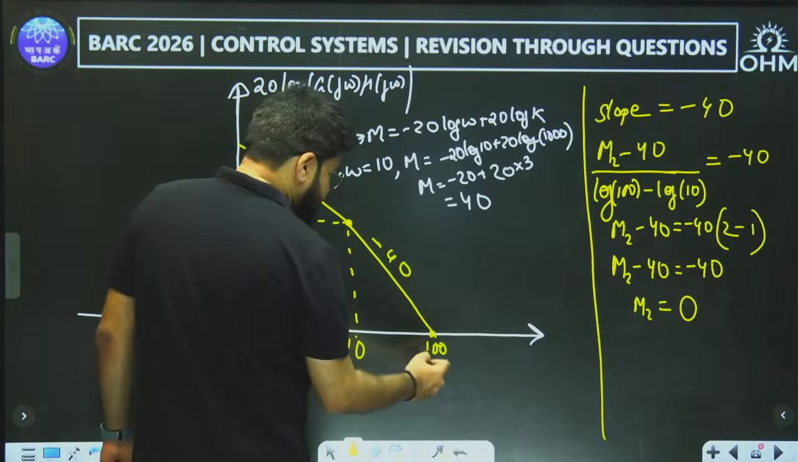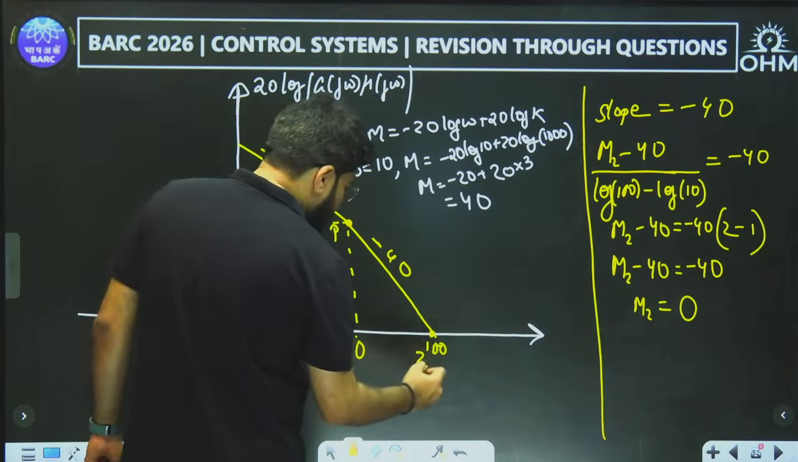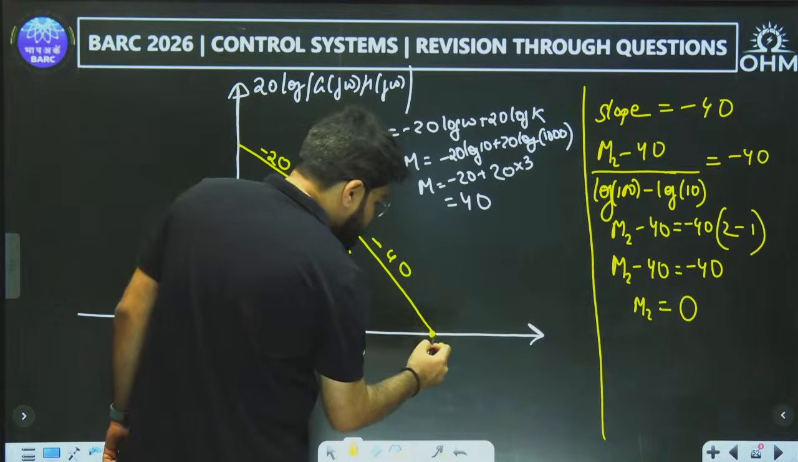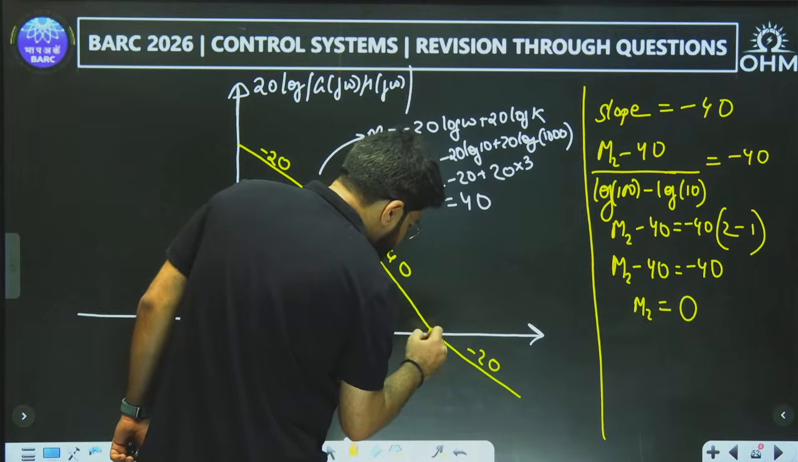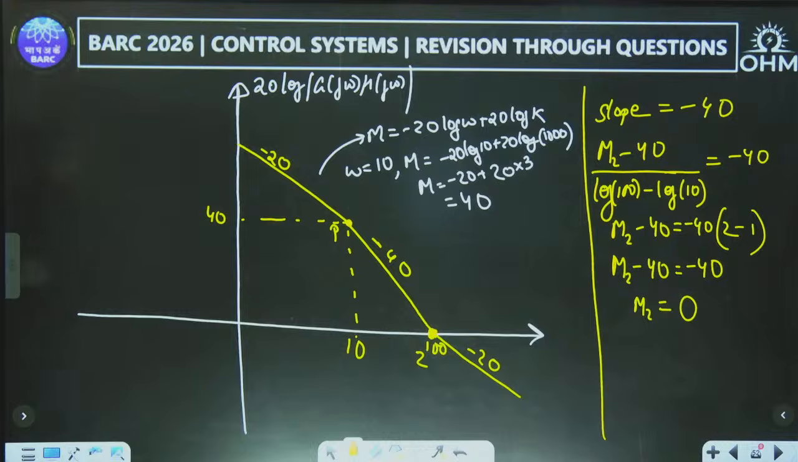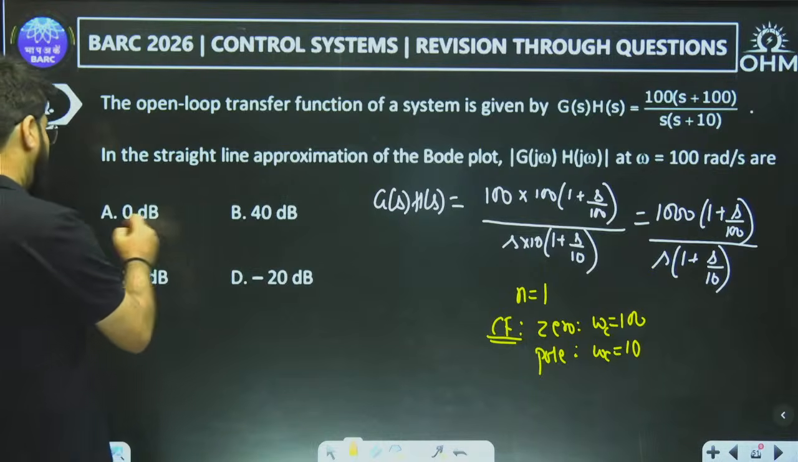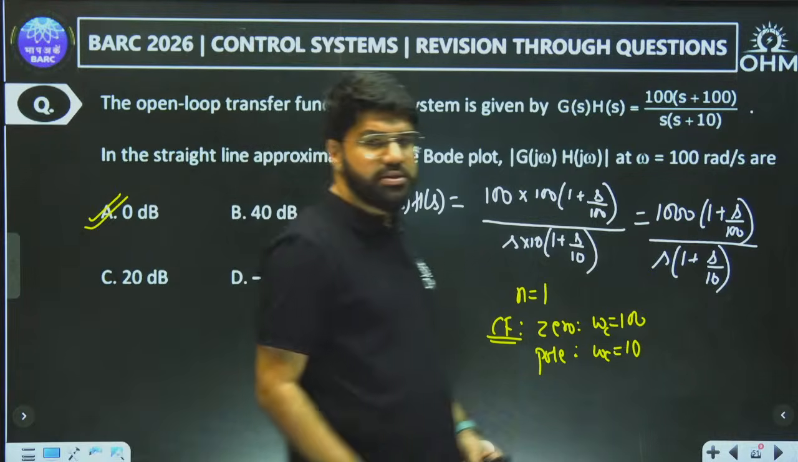Now this was a pole, this is a zero, and a zero will increase the slope by 20. So the next slope will be minus 40 plus 20, minus 20. Here also a slope change will occur. So our answer is 0 dB. Our concerned answer is option number A, that is 0 dB.